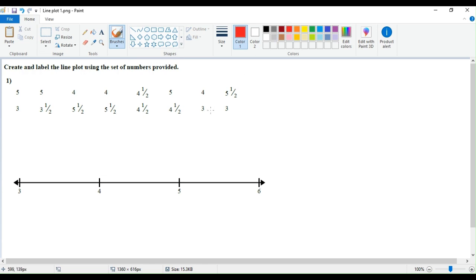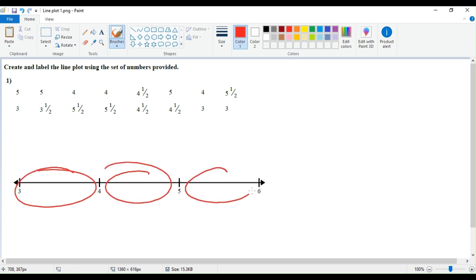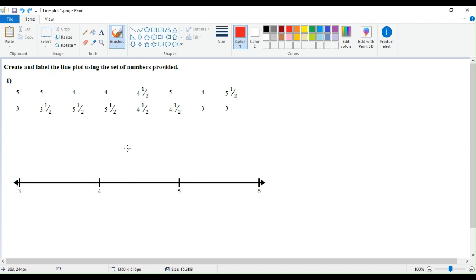Hi, we're going to look at creating a line plot using a set of numbers provided. We have part of the line created here, but some missing parts in between because we're dealing with fractions of numbers as well. Here's our set of data that we are going to change into the line plot to make it easier to read.